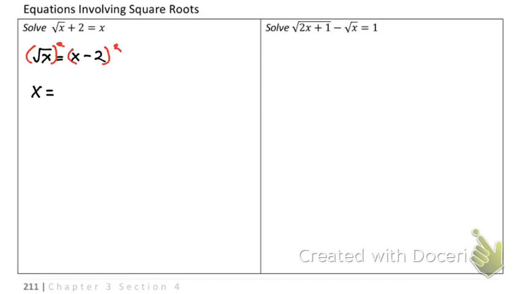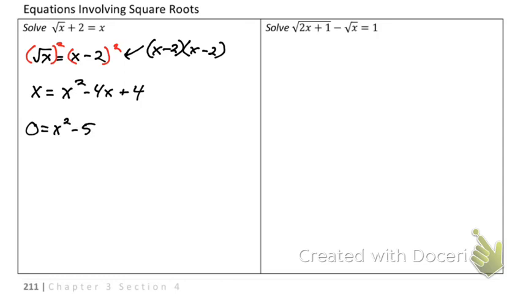Well, that's going to be x equals, if you need to, just rewrite this as x minus 2 times x minus 2. But however you get there, you should come up with x squared minus 4x plus 4. Can I go further? Yes. We're going to solve it. So I'm going to move that x to the other side. So I'll have 0 equals x squared minus 5x plus 4.